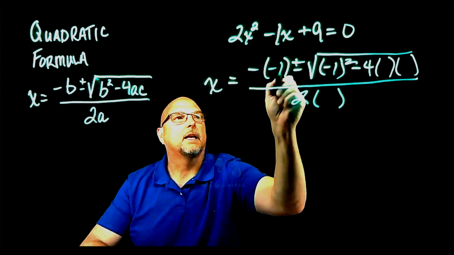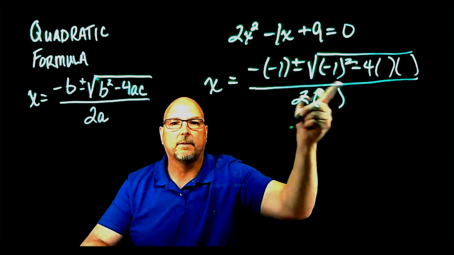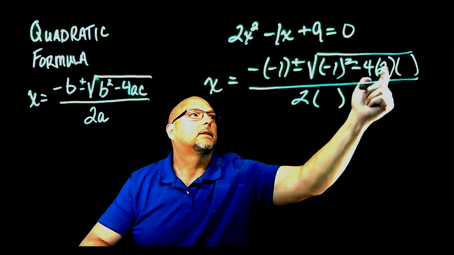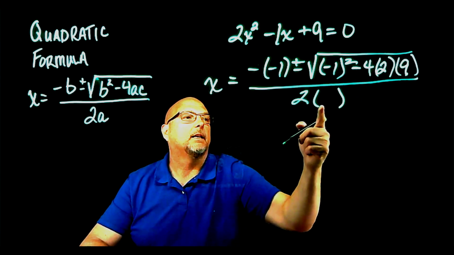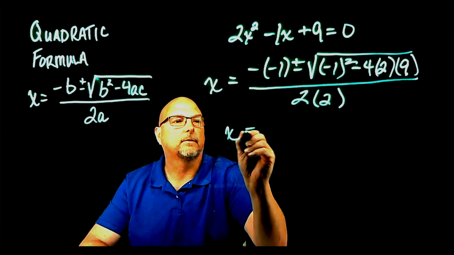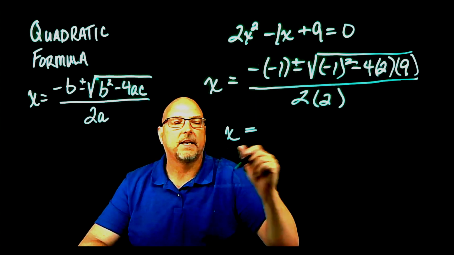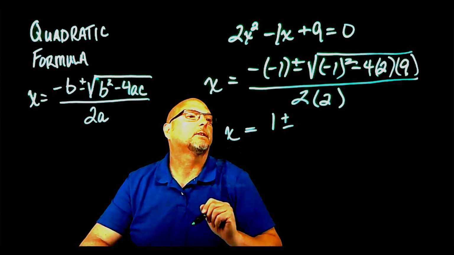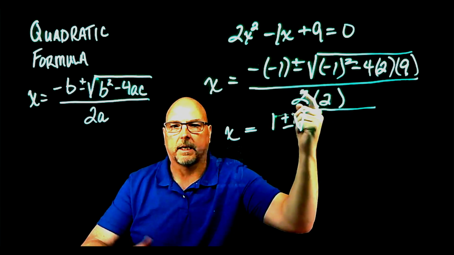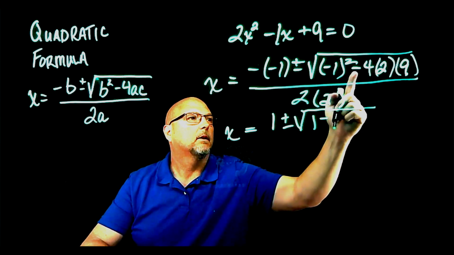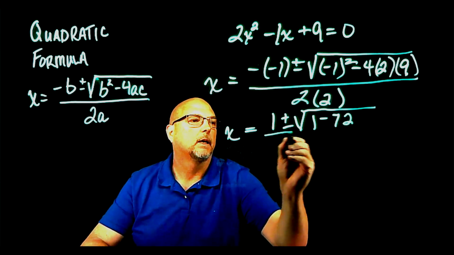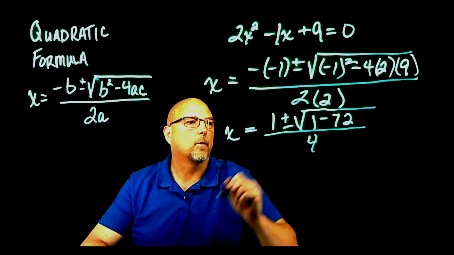So again, b is negative 1, which I already put in here, so I have it in both places. 4 times a, so 2 is a. C is a positive 9. And down here we get an a also. So a is 2. So far, so good. The opposite of negative 1 is 1. Plus or minus, let's see, the square root of negative 1 times negative 1 gives me a 1. Minus 4 times 2 is 8, and 8 times 9, that's 72. And that's all over 2 times 2, or 4.